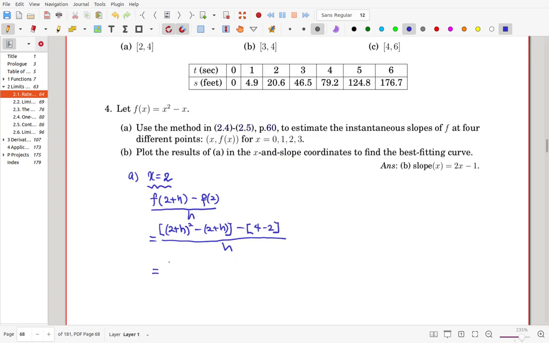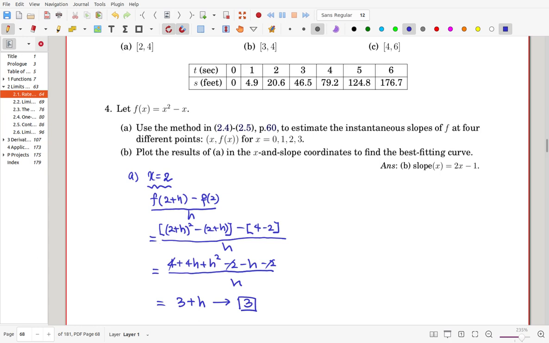So we expand, and for that there is 4 plus 4h plus h squared, minus 2 minus h, and minus 2, all divided by h. The constants 4 and minus 2 minus 2 cancel, and along with the 4h and minus h, there is 3h divided by h, which is 3, plus h squared divided by h, which makes h. So we know that it is converging to 3 as h goes to 0.